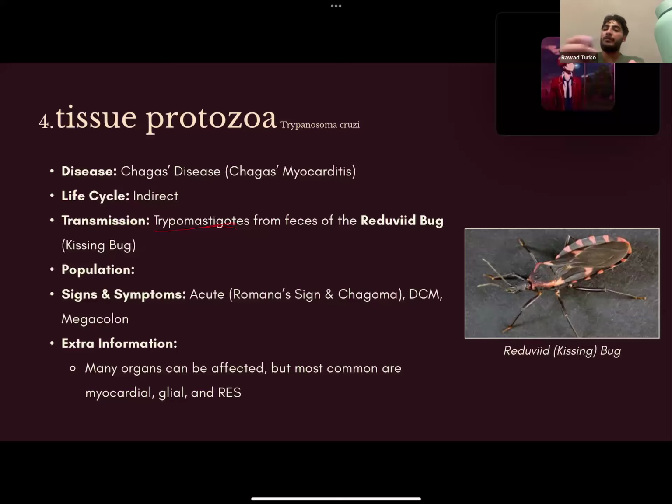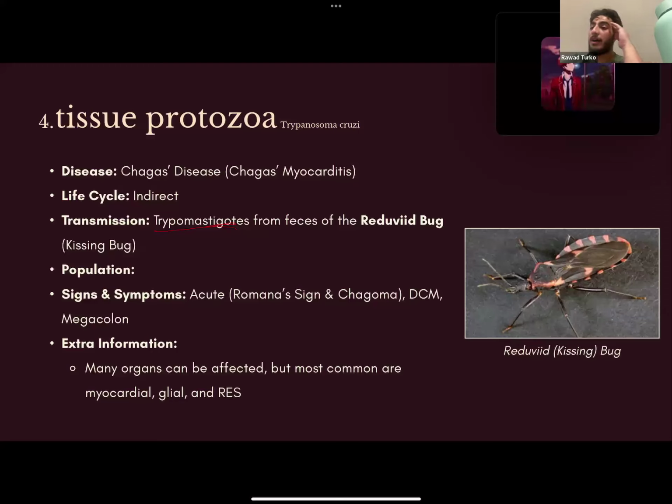Okay, I forgot to include the population, but it's really not that important. Signs and symptoms. You have acute symptoms, which are Romaña's sign and the chagoma, which we'll look at in a second. Romaña's sign is unilateral periorbital swelling, so swelling around the eye, and the chagoma is just the ulcer or skin nodule where the bite actually took place.